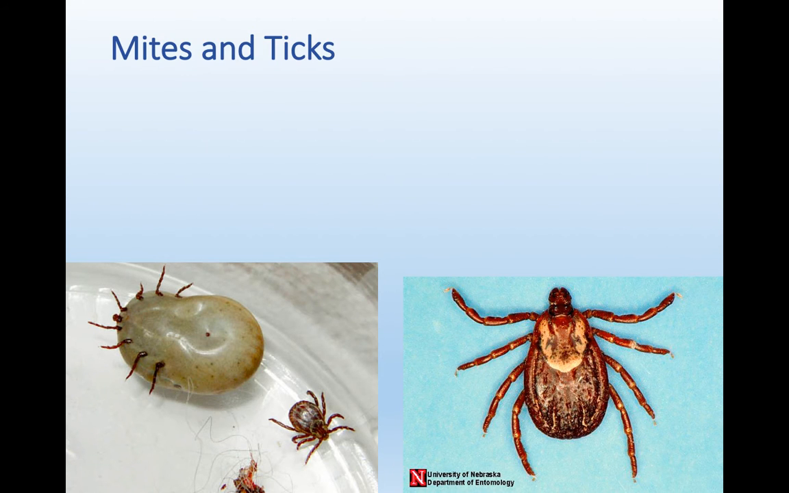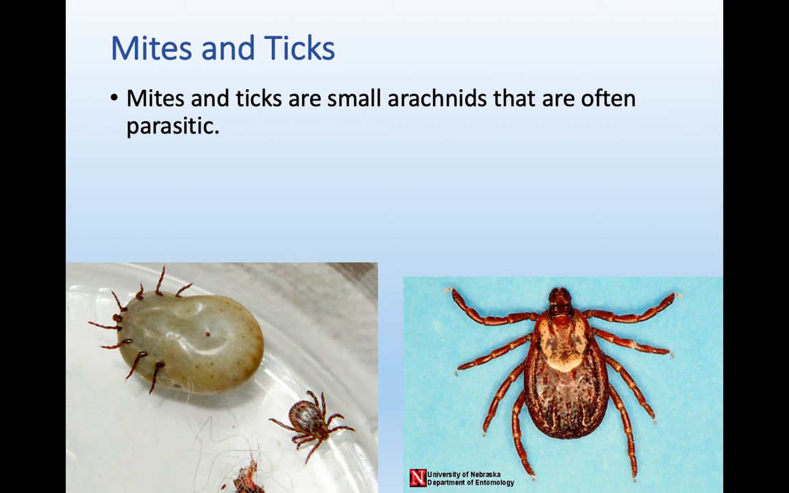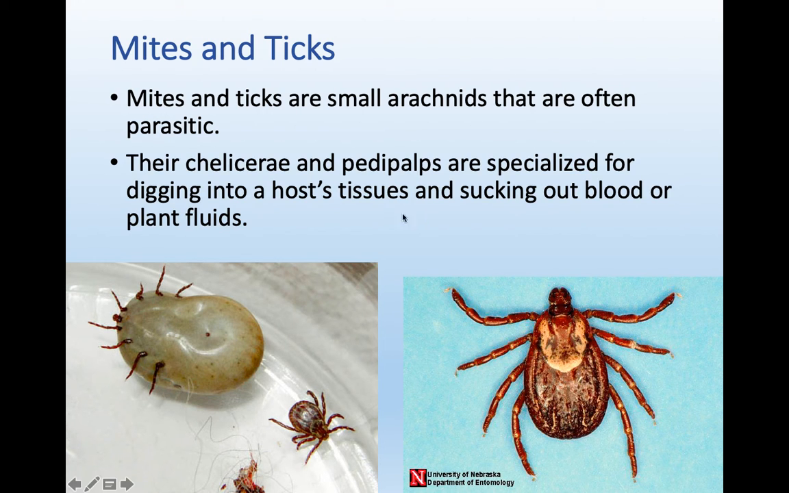Okay, mites and ticks are smaller arachnids, quite small compared to the other types of arachnids. And for the most part, they're parasitic. So they get their food by attaching onto a host and primarily drinking blood in order to get their nourishment. Their chelicerae and their pedipalps are specialized for digging into host tissue and then sucking out blood.